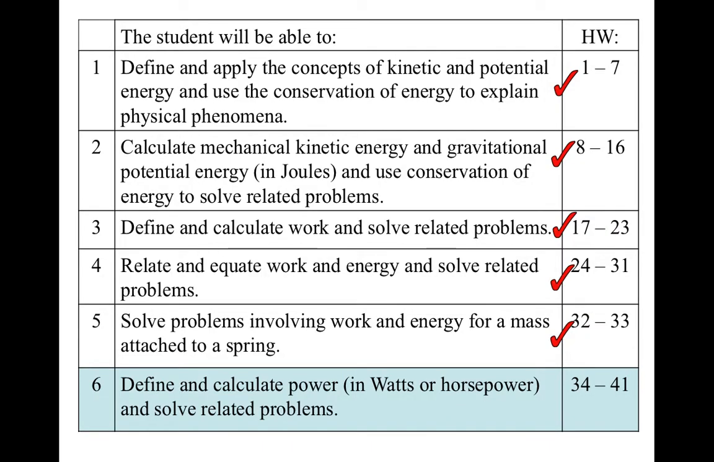If you're doing any of the homework, which again is totally optional, this is going to be 34 through 41. As I mentioned before, there are going to be problems after this having to do with machines and efficiency. We are not going to do that, so we're going to stop at power.